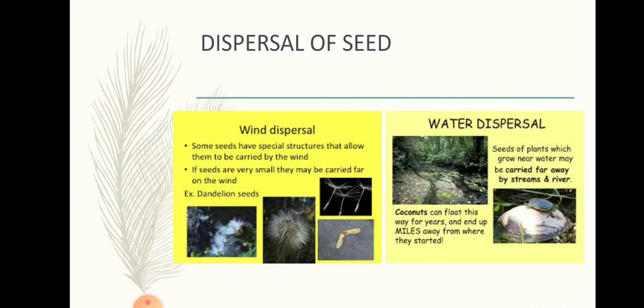Now if the population is denser, there will be deficiency of food and shelter, and therefore there is a need for dispersal of seed. If the same kind of plants are grown at one place, do we have two to three plants in the same pot?